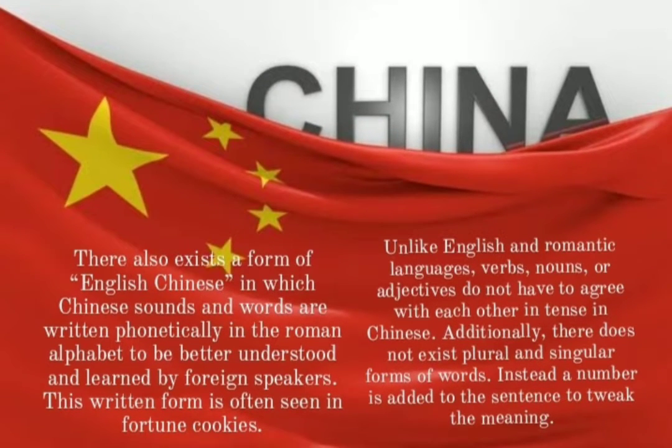There also exists a form of English Chinese, in which Chinese sounds and words are written phonetically in the Roman alphabet to be better understood and learned by foreign speakers. This written form is often seen in fortune cookies. Unlike English and Romance languages, verbs, nouns, or adjectives do not have to agree with each other in tense in Chinese. Additionally, there does not exist plural and singular form of words. Instead, a number is added to the sentence to tweak the meaning.